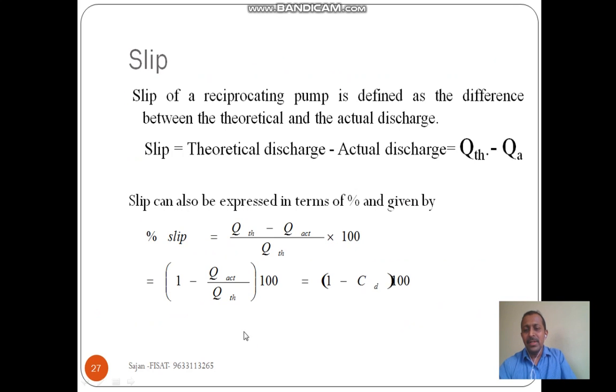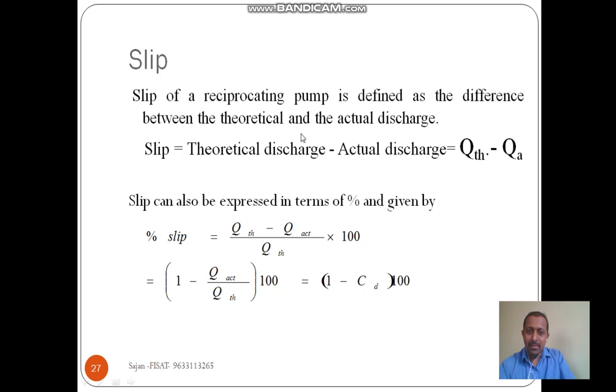And the next term is slip. Actually, slip is the difference between theoretical discharge and actual discharge. Theoretical discharge minus actual discharge is the slip. When we are switching on the motor, the power produced by the motor is transmitted to the crankshaft arrangement by means of a belt.